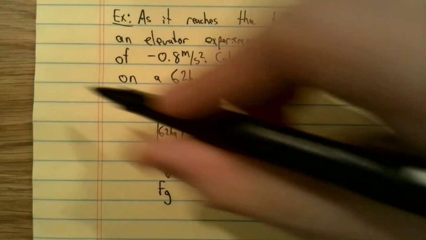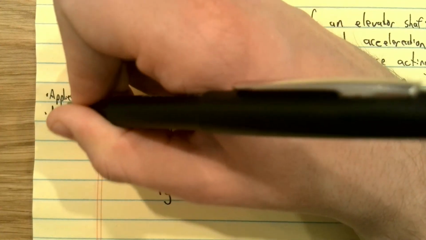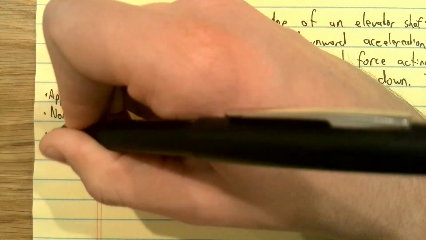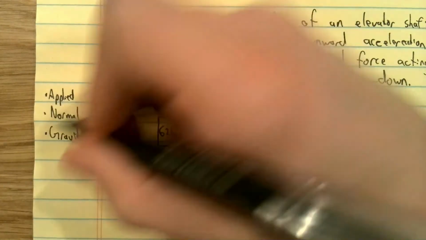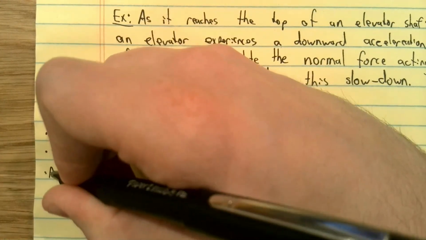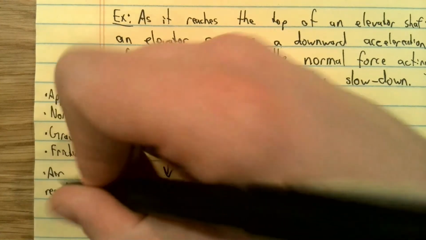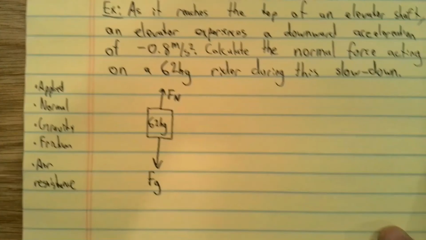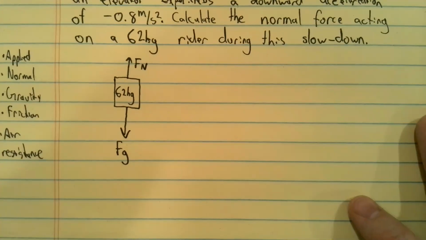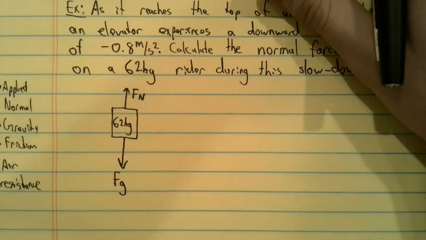Here's the list of them. I mean, it might be good to have somewhere. Applied, normal, gravity. These are the types of forces. Applied force, normal force, gravitational force, friction, air resistance. You can write this down if you wish. But there's the list. Those are the main ones. I don't think I skipped any. Tension, but we won't use tension here. All right.